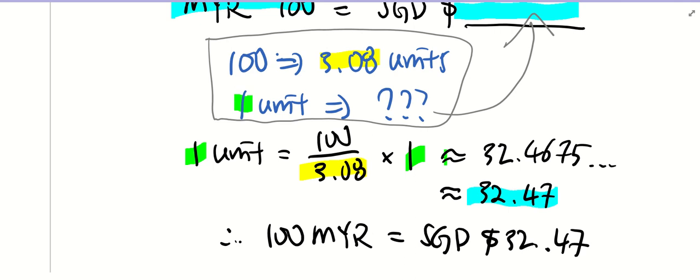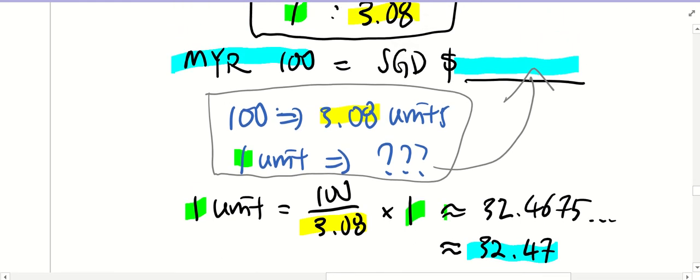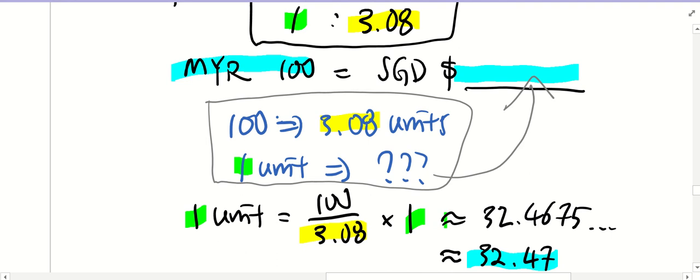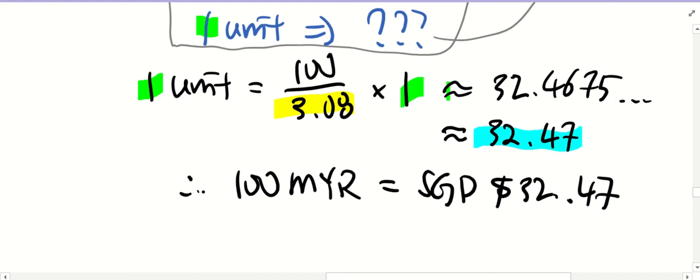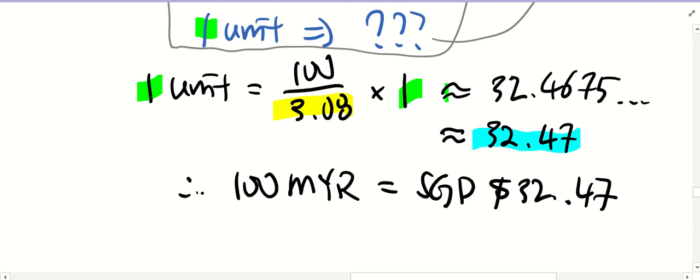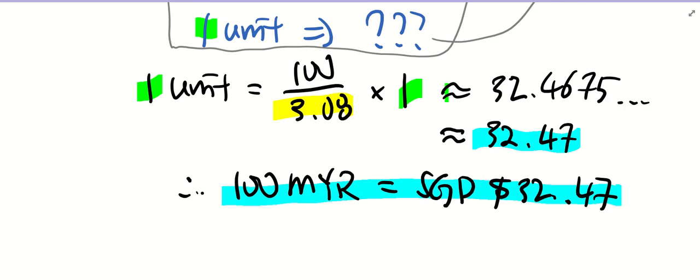So what does this mean? Remember, the amount represented by 1 unit is how much Sing dollar we will get back if we exchange 100 Malaysian ringgit. So therefore, 100 Malaysian ringgit is simply 32.47 Sing dollars. So this is how we convert from ringgit to Sing dollars.